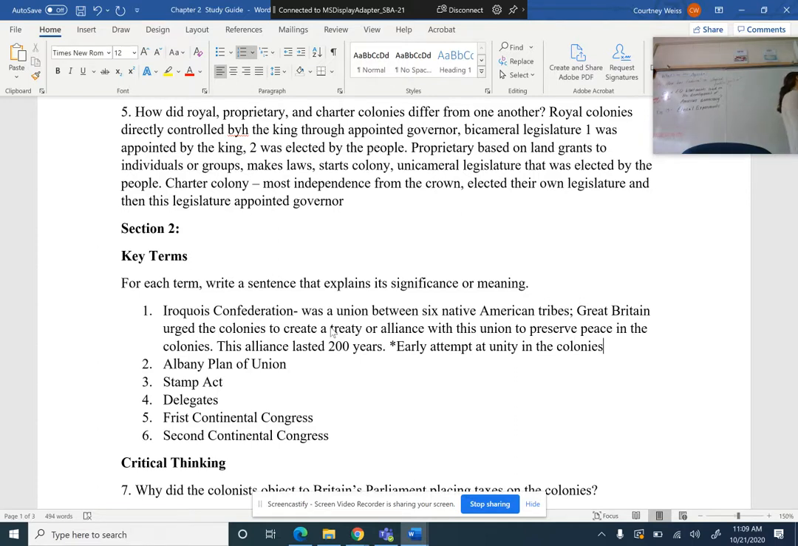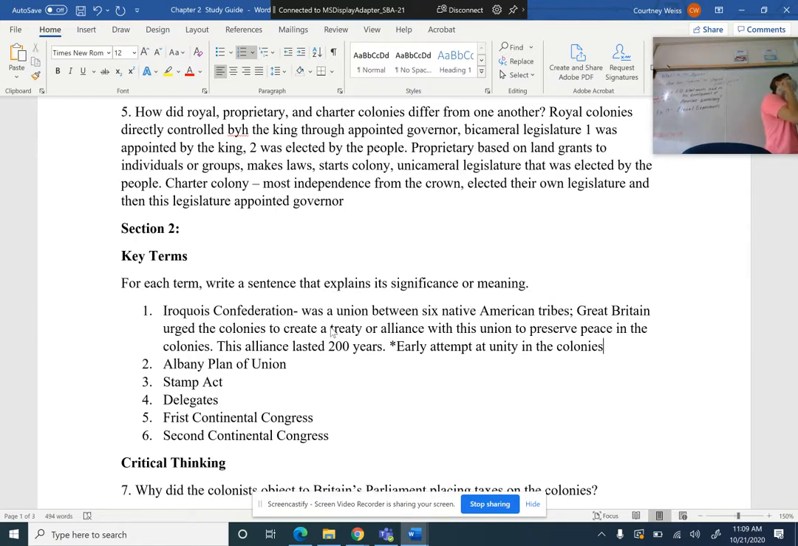So the Iroquois Confederation itself is the six Native American tribes together as a union. Great Britain was fighting the French and Indian War. Remember, we have to pay all that debt back from the French and Indian War? They're fighting the war on Americans who are in the colonies. It's not happening in Britain, it's happening in the colonies.